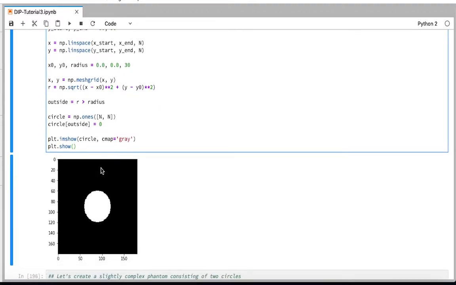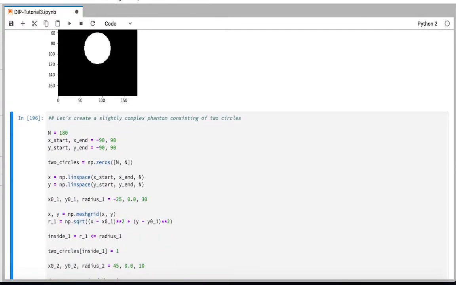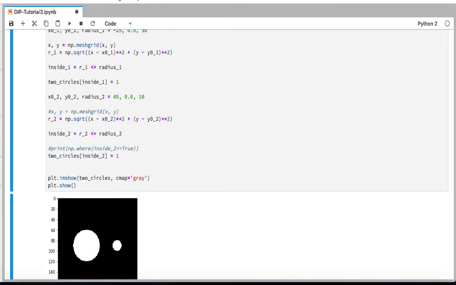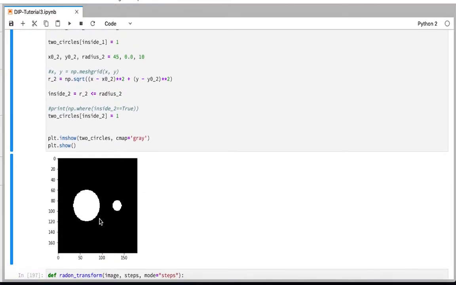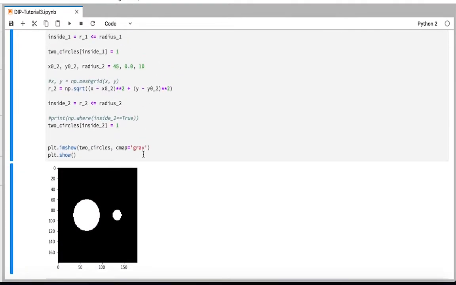So this is our first object, and then we'll create a somewhat slightly more complex phantom which has two circles, one small one and one big one. They are created with two different circle centers and different radii, and it's pretty straightforward.